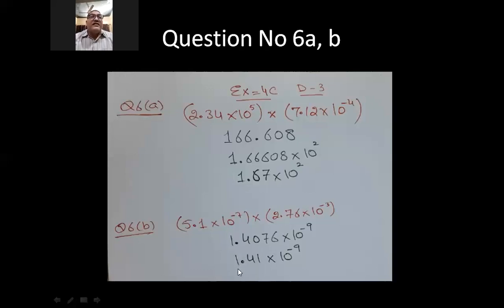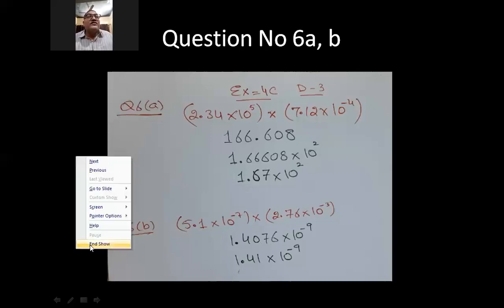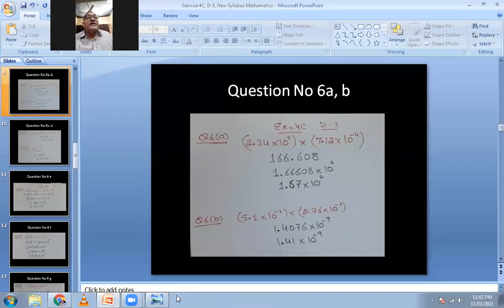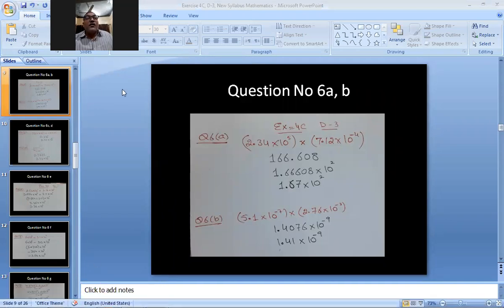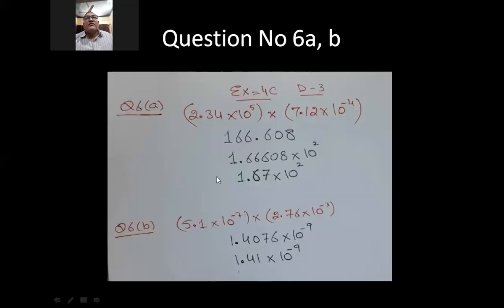But we want the answer in 3 significant figures, so I will round it off to 1.41. So now it's in 3 significant figures. So 1.41 expo minus 9. This is how you will do this. So this was the B part of that question. Okay. Hopefully you understand.